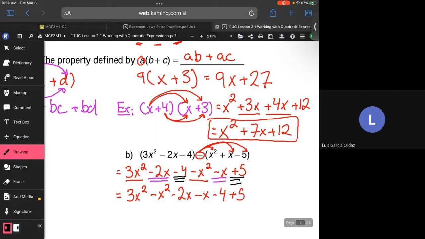So 3x squared minus x squared, what does that simplify into? Yep, 2x squared. Minus 2x minus x, negative 3x. And what's negative 4 plus 5? Brooklyn, 1. So my simplified expression is 2x squared minus 3x plus 1.